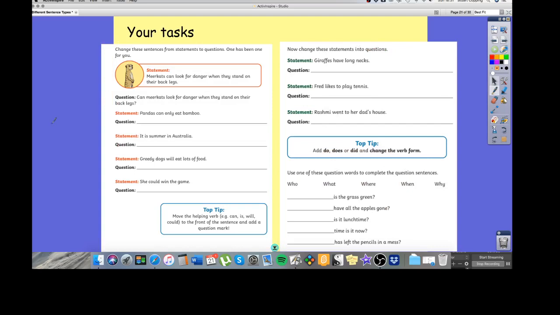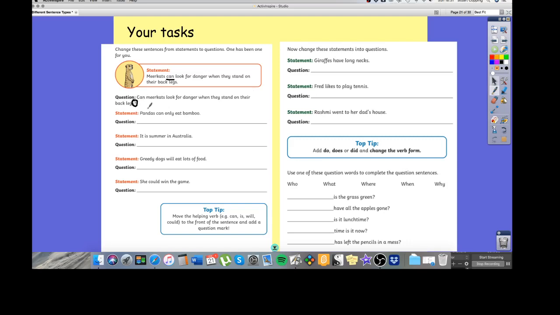Okay, so here you've got some questions. You've got a statement. Can you change it into a question? And here's our top tip from earlier on. Moving the helping verb, so moving can, is and will or could to the front will make the sentence into a question, but make sure it comes with a question mark at the end. So the first one's done for you, look. Meerkats can look for danger when they stand on their back legs. So there's our can. They've moved it to the front of the sentence. Can meerkats look for danger when they stand on their back legs?